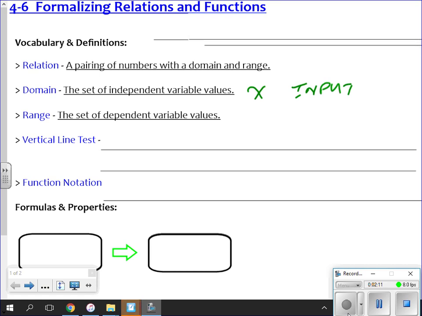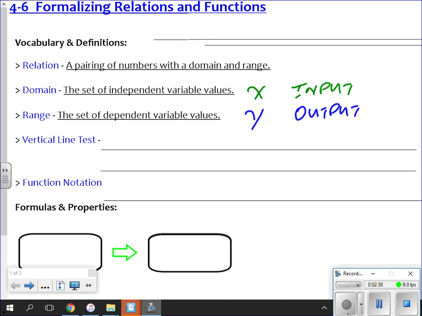Your range. This is the set of dependent variables. It's usually your y values. It is also would be considered to be the output. Your domain are the numbers you stick into the equation. Your range is the numbers you get when you put them in and you evaluate. Okay.